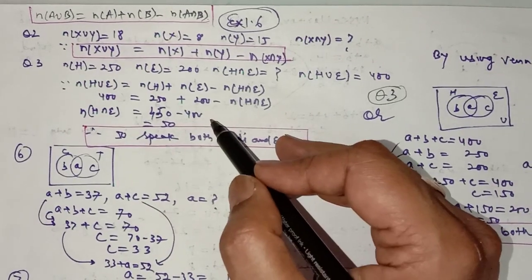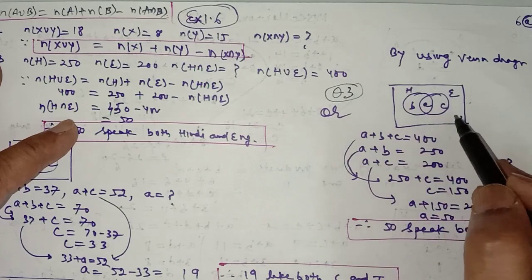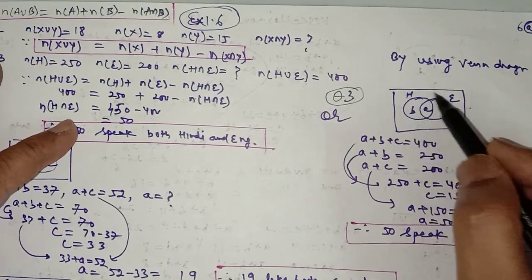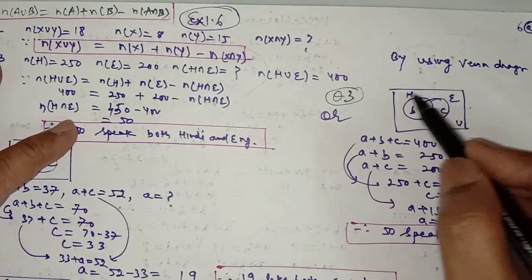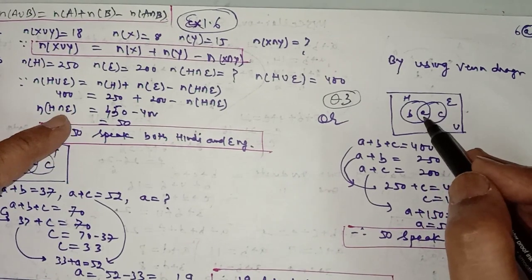Now this question you can do by the Venn diagram also. You know how to draw the Venn diagram. The rectangle denotes the universal set. The two circles denote H and E, and replace here A, B and C. Now what does A mean? A means the number of persons who are speaking both Hindi and English.